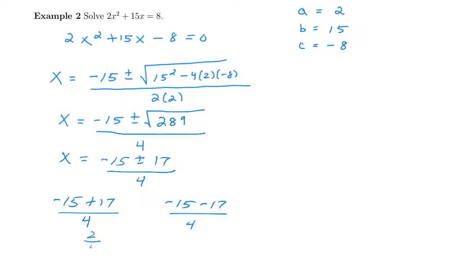This is 2 over 4, that's 1/2. Okay, then we have negative 32 over 4, that's equal to negative 8. And those are my two solutions to the original equation. x is equal to positive 1/2, and also x is equal to negative 8.